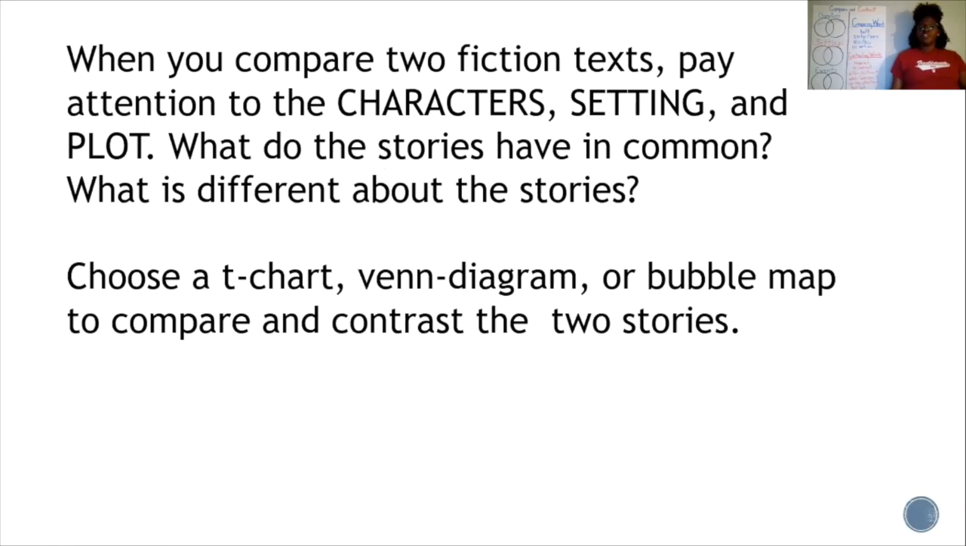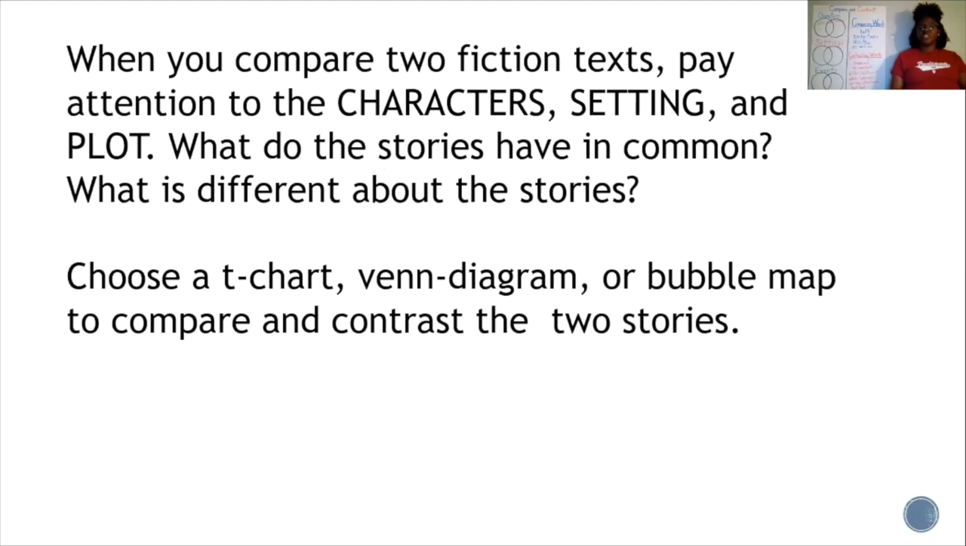I would like for you to choose your own graphic organizer. This week we have worked with a T-chart. We also have worked with a Venn diagram and a bubble map. So at this time, choose which graphic organizer you would like to use to compare the two stories. And I would like for you to go ahead and draw or write out your graphic organizer.